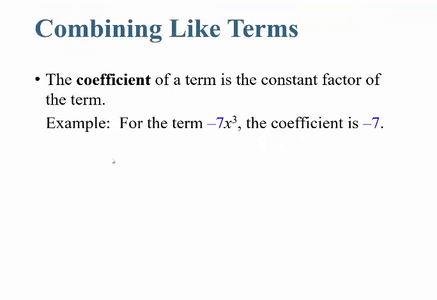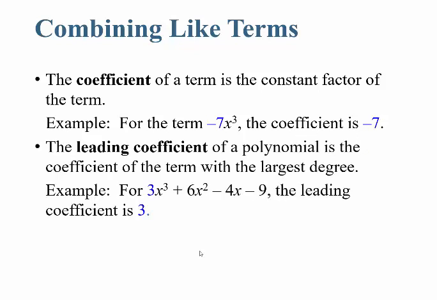Okay, so the coefficient of a term is the constant factor of the term, so it's just the constant in front of the variable. So for example, this term, minus 7x cubed, we call the minus 7 the coefficient. So the coefficient is minus 7.